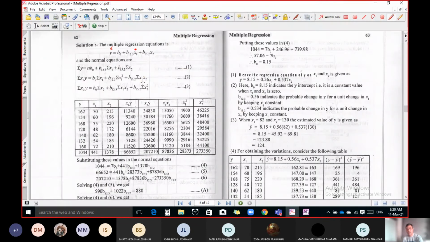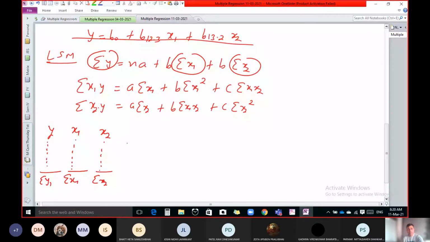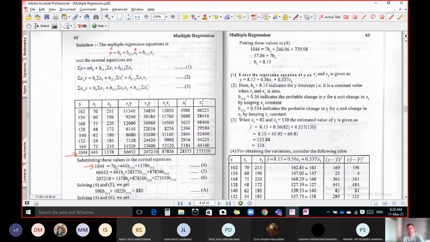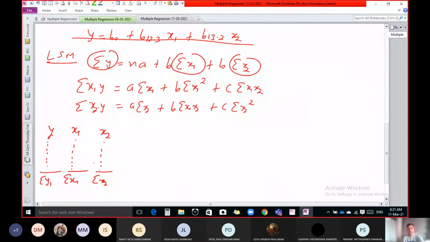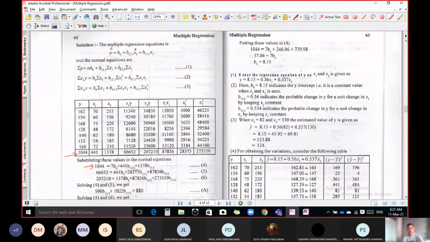So see, sigma y is 1044, sigma x1 is 441 and sigma x2 is 1371. So we get the first equation: 1044 equal to, there are 7 values, so you can write 7 times a, or you can write 7 b0, plus 441 into b, or you can write b12.3, plus 1371 b13.2. So by using these three numbers, we get the first equation.